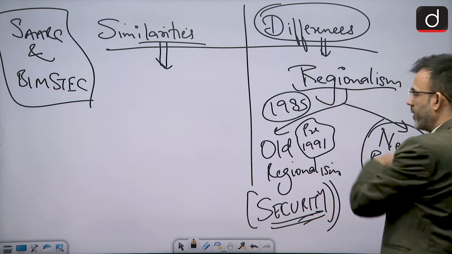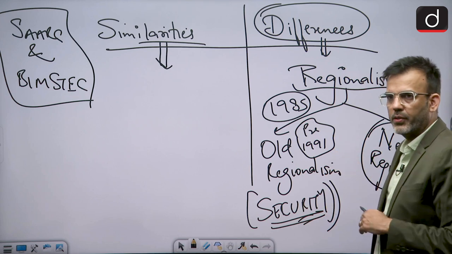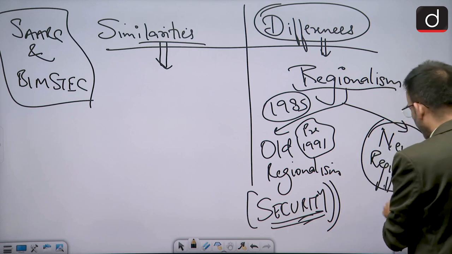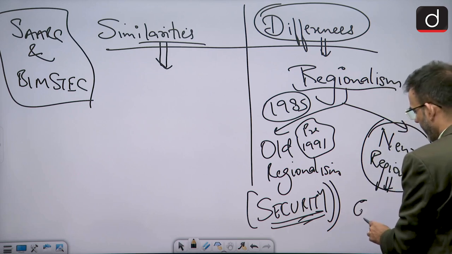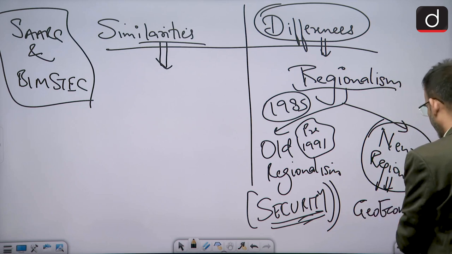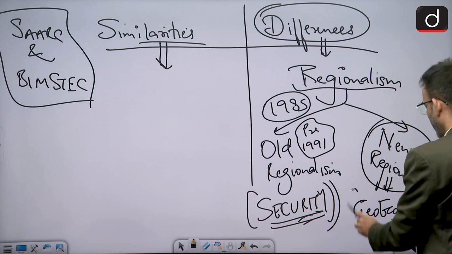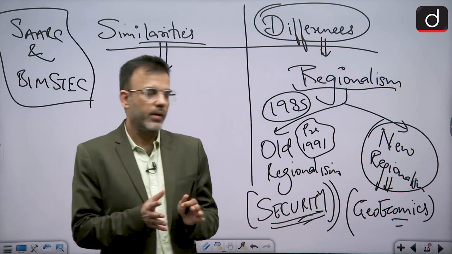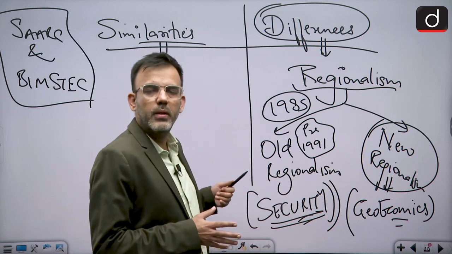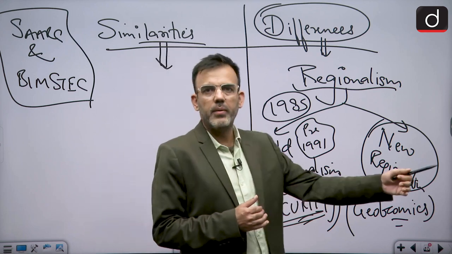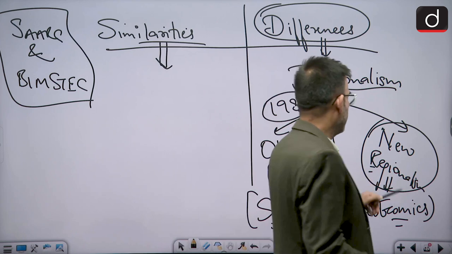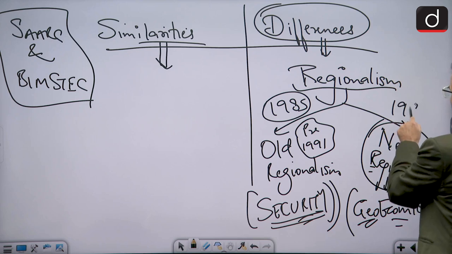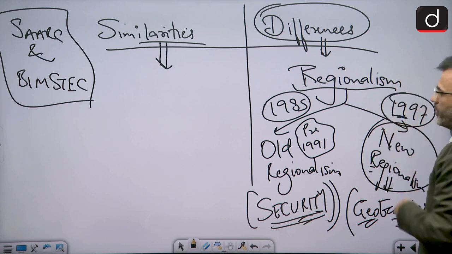But after 91, disintegration of USSR, globalization, unipolarity, all these dimensions. So this new regionalism is basically an era of geoeconomics. It is about economic interest. Economic issues, economic interests are in the driving seat. Security and politics go back. Economy comes to the forefront. So new regionalism, that is after 91, was focused on economic interest, and BIMSTEC was created in 1997. So it belongs to new regionalism.